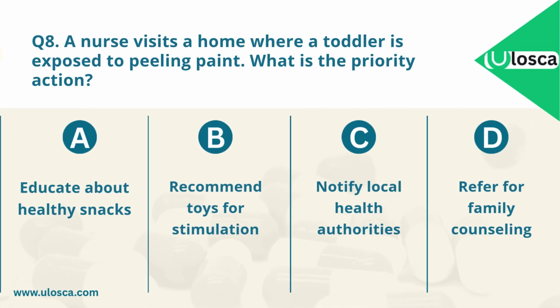Question 8. A nurse visits a home where a toddler is exposed to peeling paint. What is the priority action? A. Educate about healthy snacks. B. Recommend toys for stimulation. C. Notify local health authorities. D. Refer for family counseling. Which one is the correct answer?